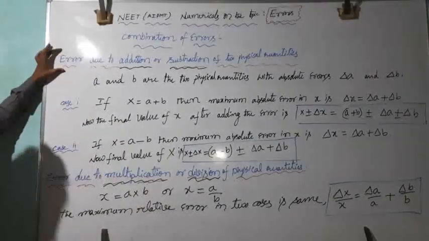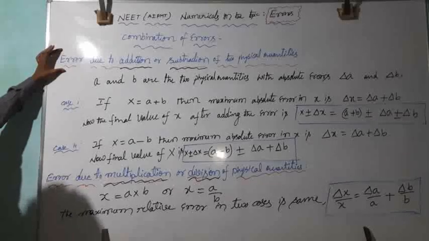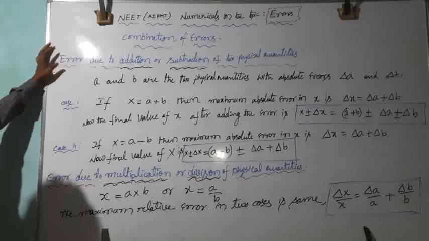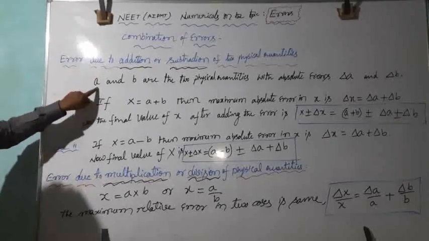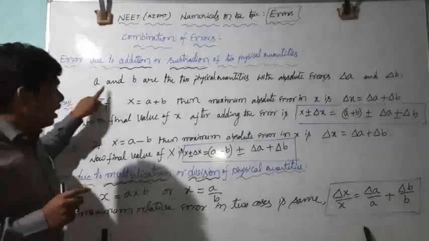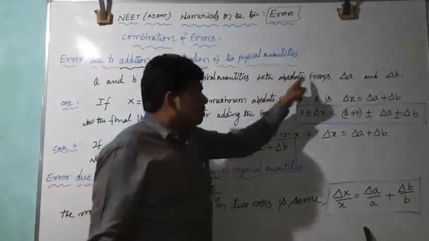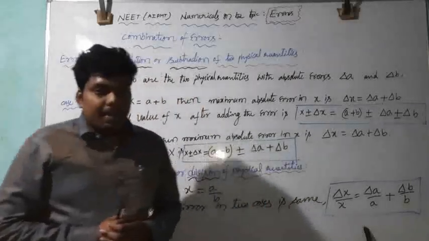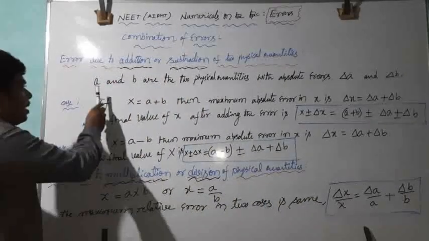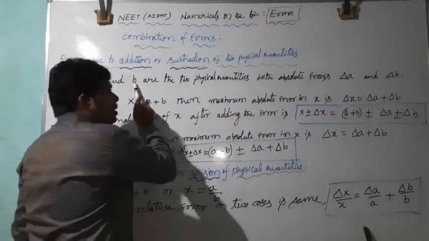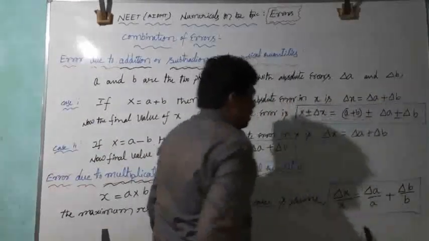The first one is error due to addition or subtraction of two different physical quantities. Let me take one example. There are two different physical quantities, one is A and another one is B, with absolute errors delta A and delta B. A is having an absolute error of delta A. B is having an absolute error of delta B.